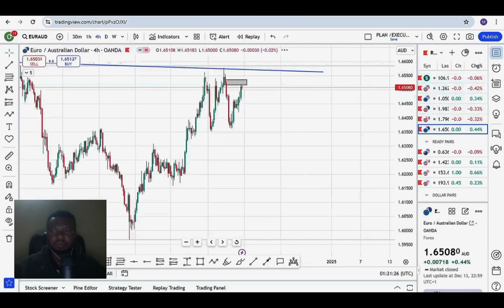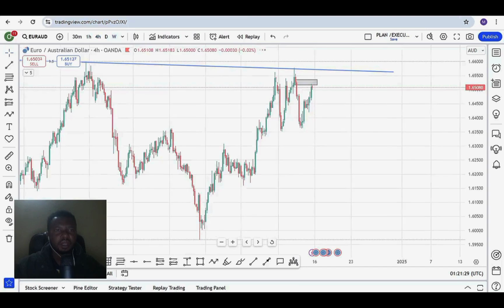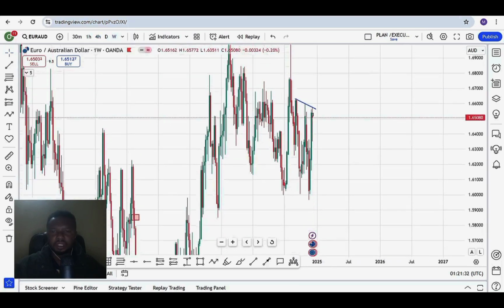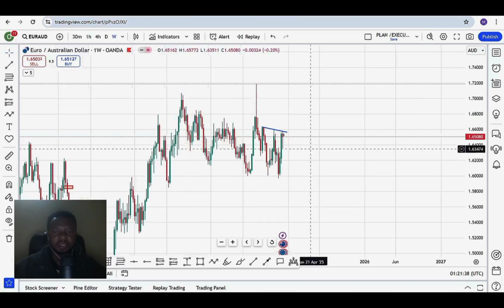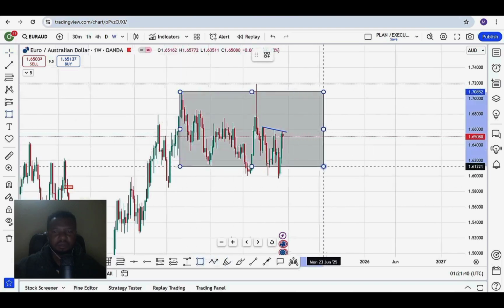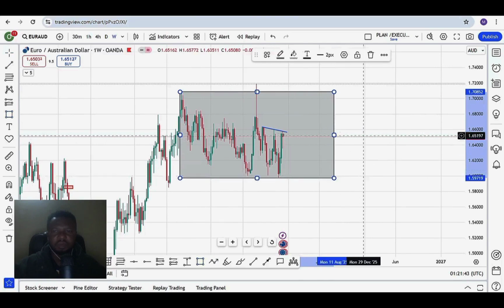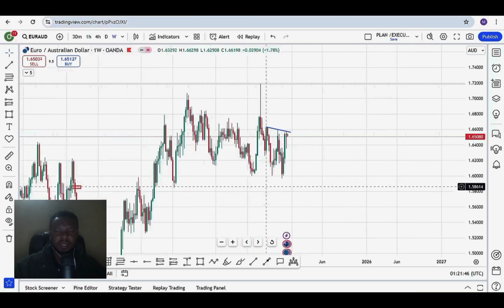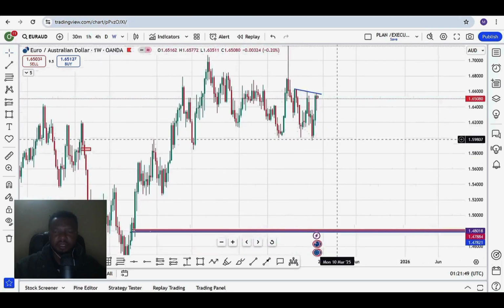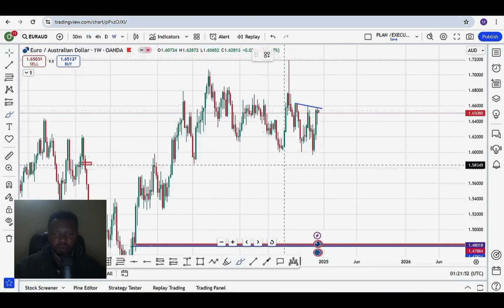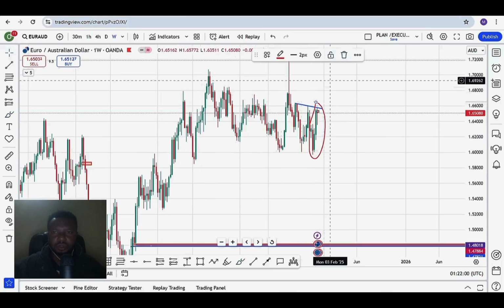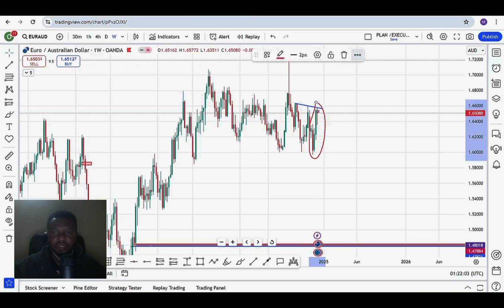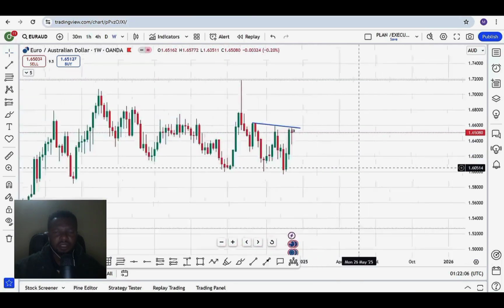And next on my radar is going to be Euro AUD. You might say this pair is ranging, but actually this pair is not ranging. Let me break it down for us. From the weekly perspective, you can see the current trend is bullish. So let us establish that the current trend of this market is bullish, so price is currently moving to the upside.